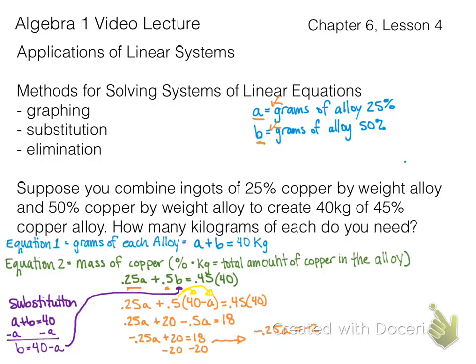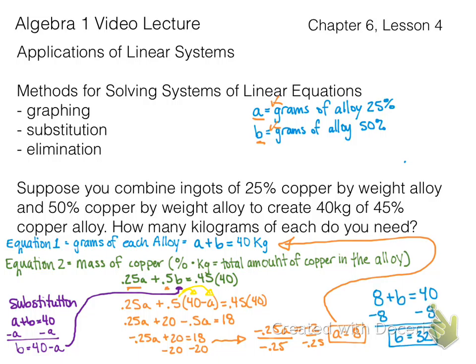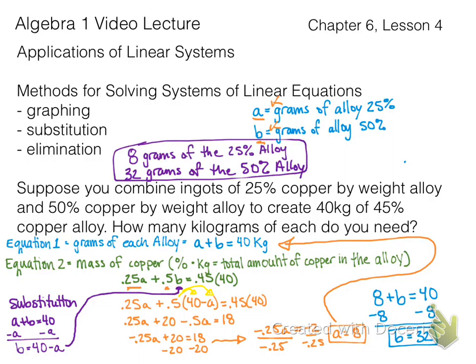Minus 20 on both sides gives you negative 0.25A equals negative 2. Solve for A. A equals 8. And if you remember all the way up there, that A plus B equals 40, I can figure out what B is by subtracting A on both sides. B equals 32, which means I need 8 kilograms of the 25% alloy and 32 kilograms of the 50% alloy to get a final alloy that is 40 kilograms total weight and 45% copper inside of that thing.